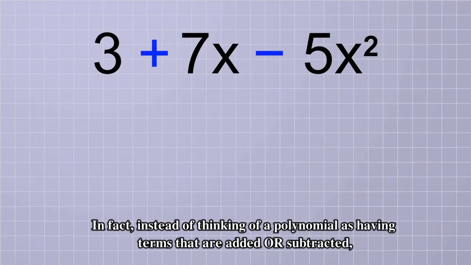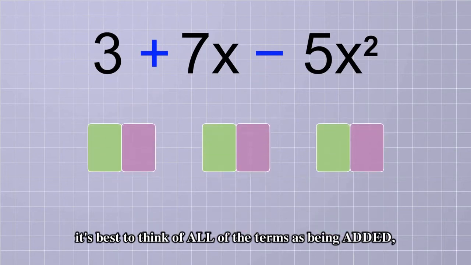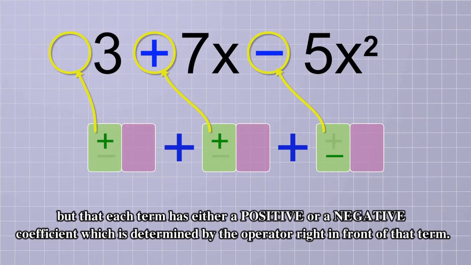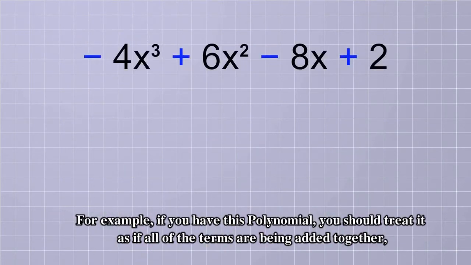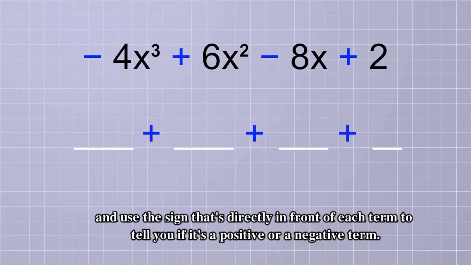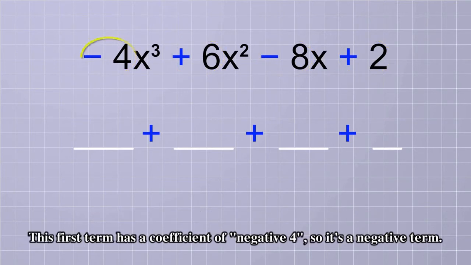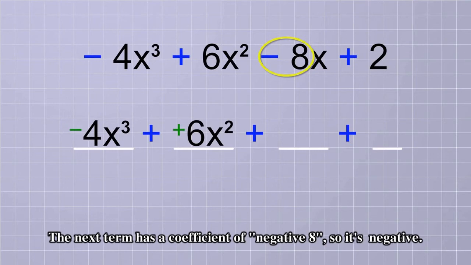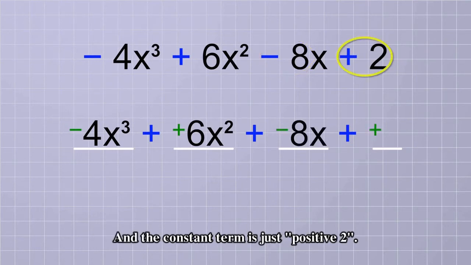In fact, instead of thinking of a polynomial as having terms that are added or subtracted, it's best to think of all of the terms as being added, but that each term has either a positive or a negative coefficient, which is determined by the operator right in front of that term. For example, if you have this polynomial, you should treat it as if all of the terms are being added together, and use the sign that's directly in front of each term to tell you if it's a positive or a negative term. The first term has a coefficient of -4, so it's a negative term. The next term has a coefficient of +6, so it's positive. The next term has a coefficient of -8, so it's negative. And the constant term is just +2.